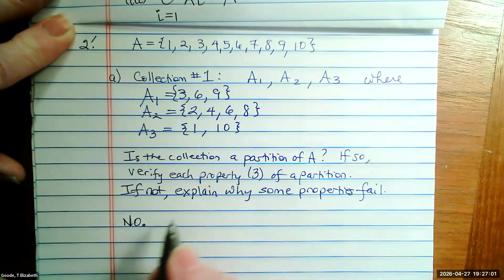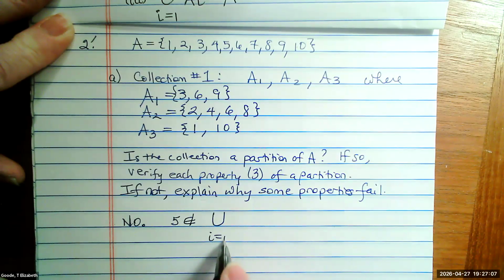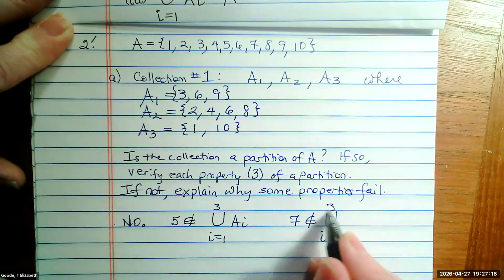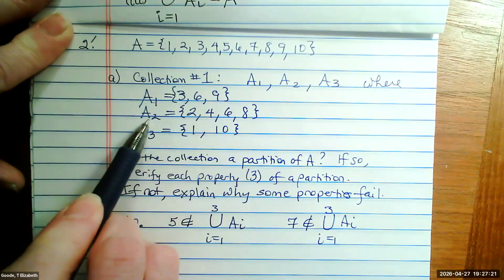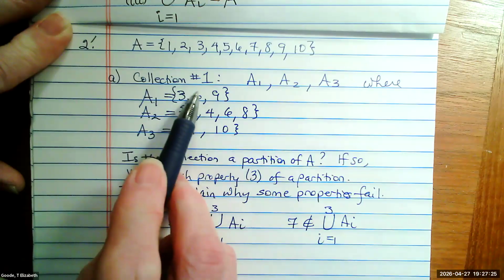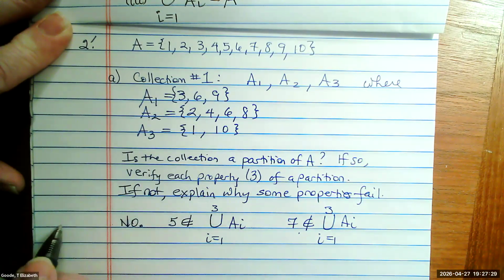So no, 5 is not an element of the union from i equals 1 to 3 of these A sub i's. 7 is also not an element of the union from i equals 1 to 3 of the A sub i's. In other words, if you union up A1, union A2, union A3, 5 is not going to be in that union. That means 5 is not in any of these, and neither is 7. So this is property 3.